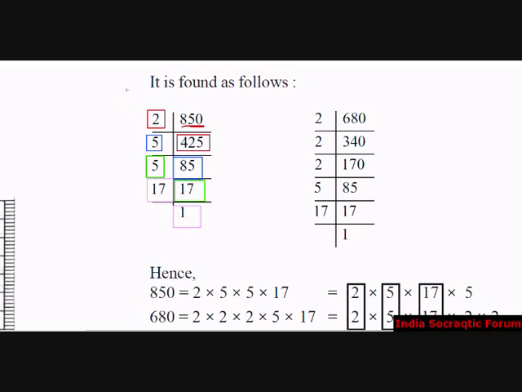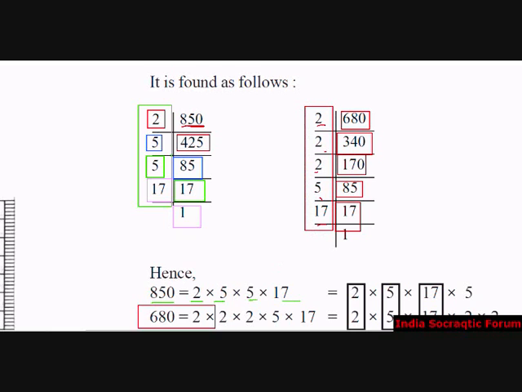Nothing else divides, right? So when you multiply, 850 equals 2 into 5 into 5 into 17. Then we take 680 and factor it likewise: 2 times 340, then 2 times 170, and likewise you do the factorization, 5 times 17, then 17 times 1. Then we take the common factors among them. What are the common factors we got? 2, 5 and 17.